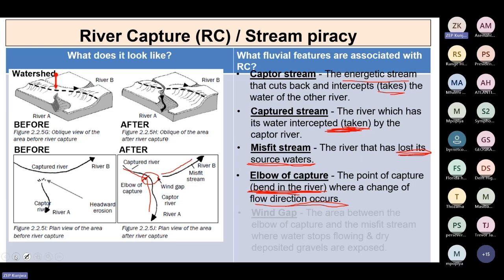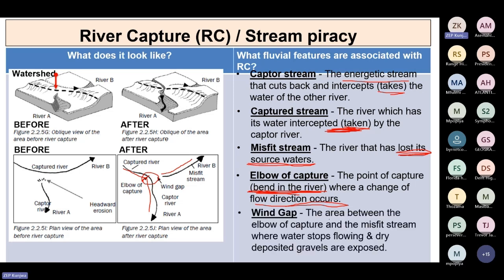And then the wind gap, as I said to you, is an area between the elbow of the capture and the misfit. The water has stopped flowing there. The area is dry, so there is deposited material that is exposed. If you're standing here physically in this area, you can see a lot of deposits, a lot of rocks, a lot of material. That is what you are going to see if you're standing in the wind gap, because there is no water there. Is everything clear, learners?